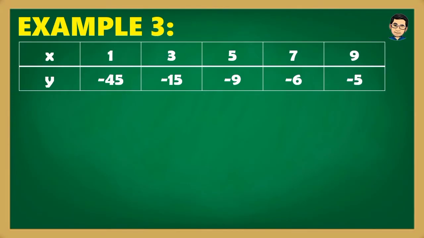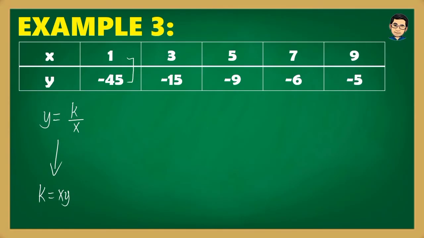so yung values ng x natin, 1, 3, 5, 7, 9, and then yung values ng y natin, negative 45, negative 15, negative 9, negative 6, negative 5. So, puro sila negative dun sa y. Puro naman positive dun sa x. So, we write y is equal to k over x, or k is equal to xy. So, to check, multiply lang natin yung x and y.